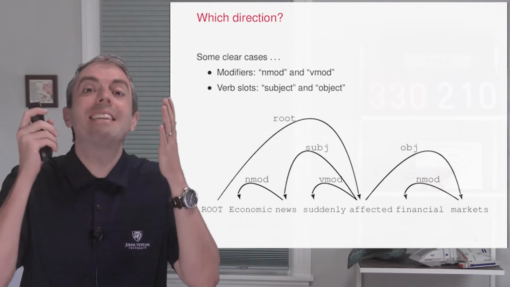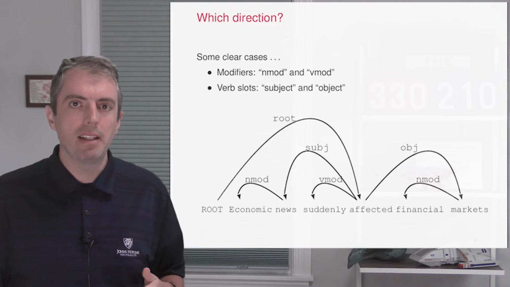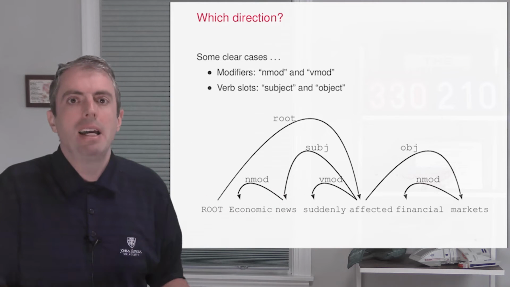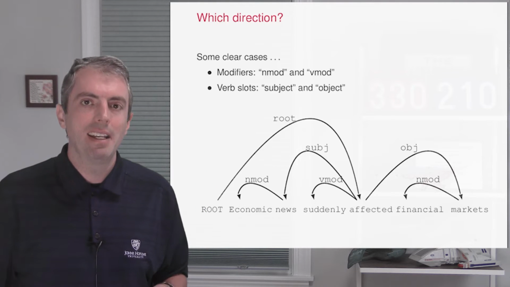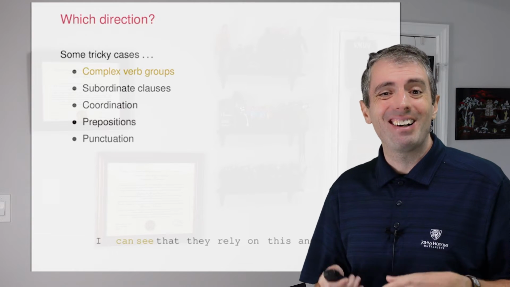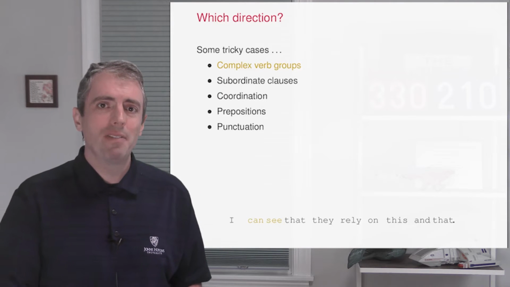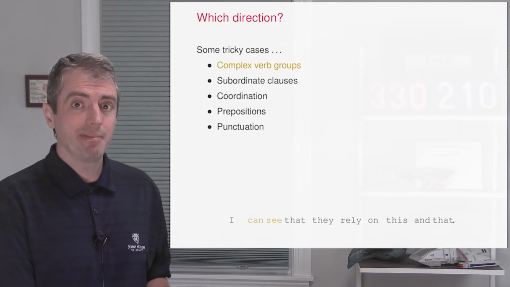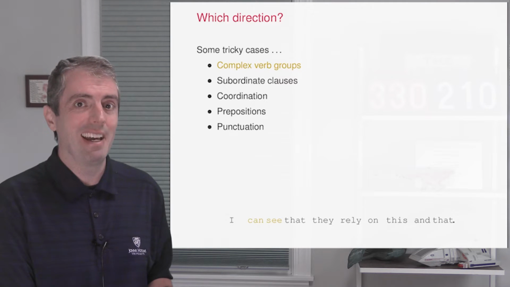In many cases, it's clear what direction the relationship should go, which is the head and which is the dependent. Objects of verbs are obviously the dependent of the head verb. Adjectives are obviously the dependent of the head noun. But other cases are a lot trickier. For example, complex verb groups. If you have a construction like can see, which of those should be the head? In this case, we'll usually say that the helper verb acts as a head.